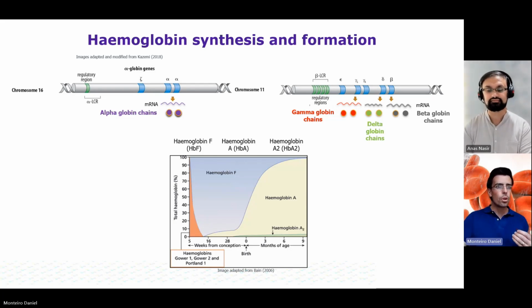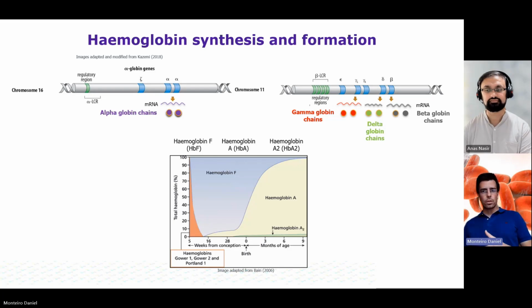So on chromosome 16, you have the genes involved in the production of alpha chains, the alpha genes. And on chromosome 11, you have the genes involved in the production of beta chains, so various amino acids that produce polypeptides.